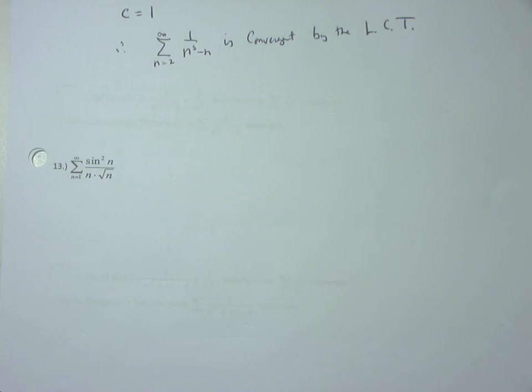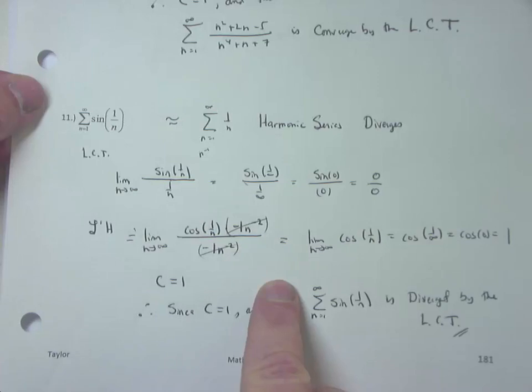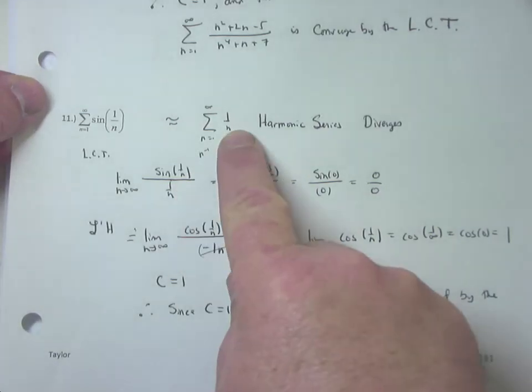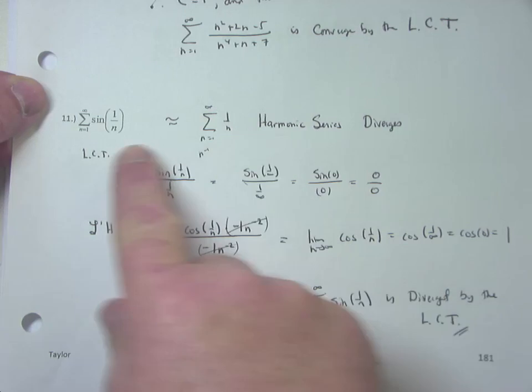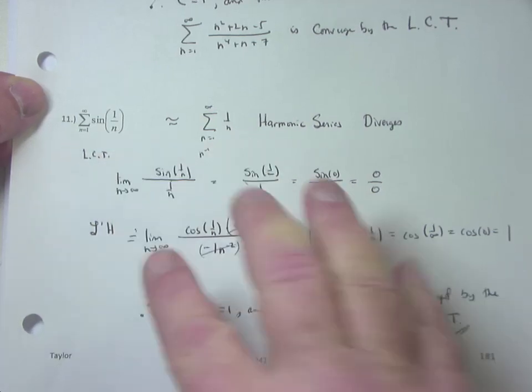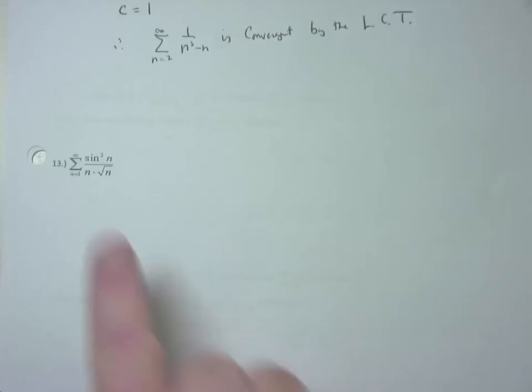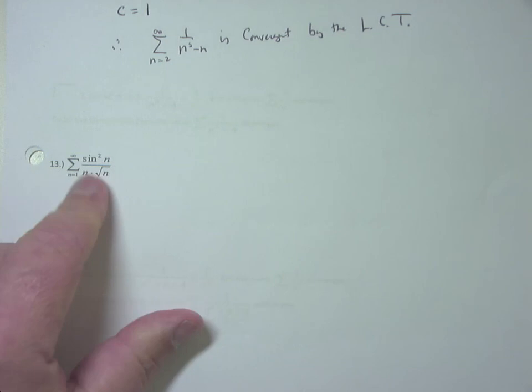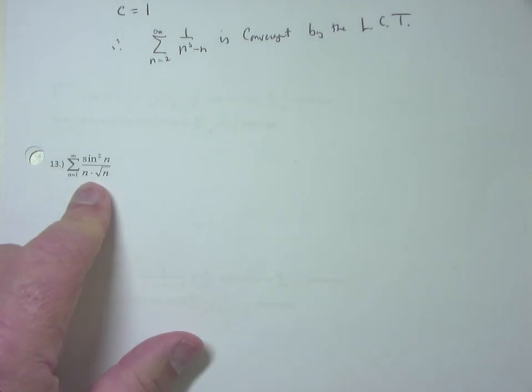There was that very special problem that I did, and that's only because of the beautiful L'Hopital's rule, where the angle and the series that I was going to compare to were the same thing: the sine of 1 over n, and then the sum of 1 over n. So this one worked out very special. So you see this problem right here? This is one I do not want to use the limit comparison test on.